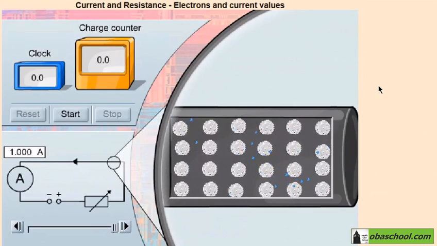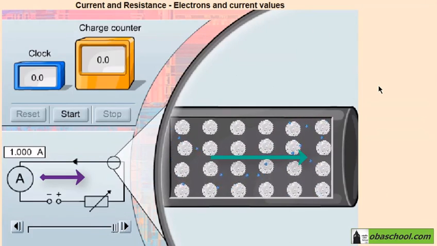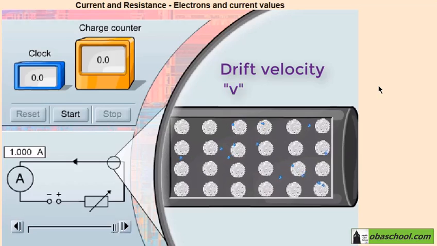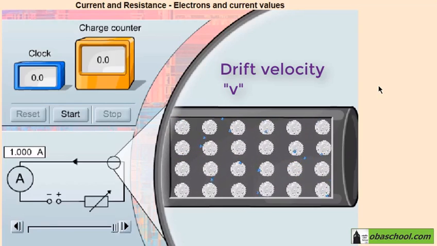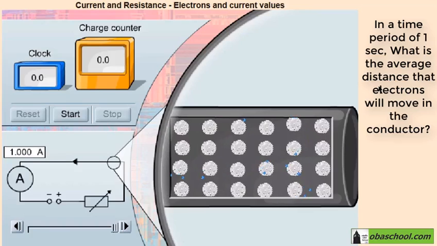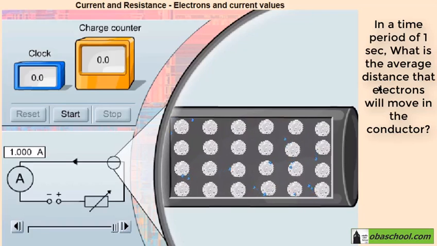Overall, they have an average velocity directed from negative to positive. This is called the drift velocity and is given by the symbol v. The unit for v is meter per second. In a time period of 1 second, what is the average distance that electrons will move in the conductor?